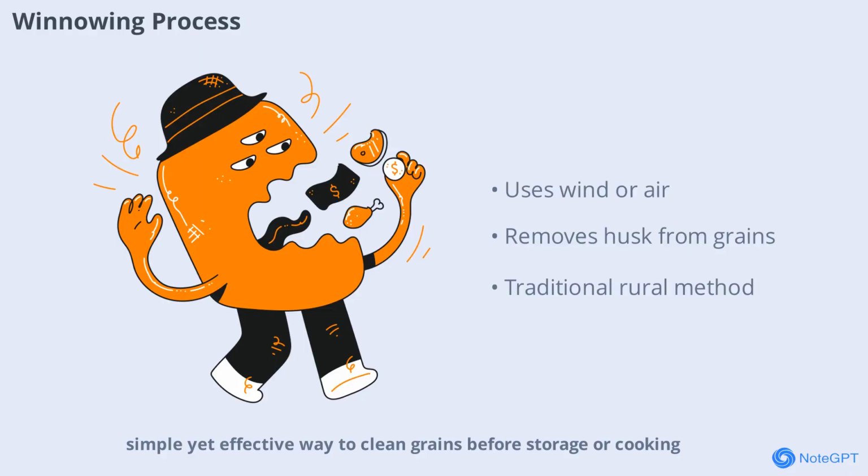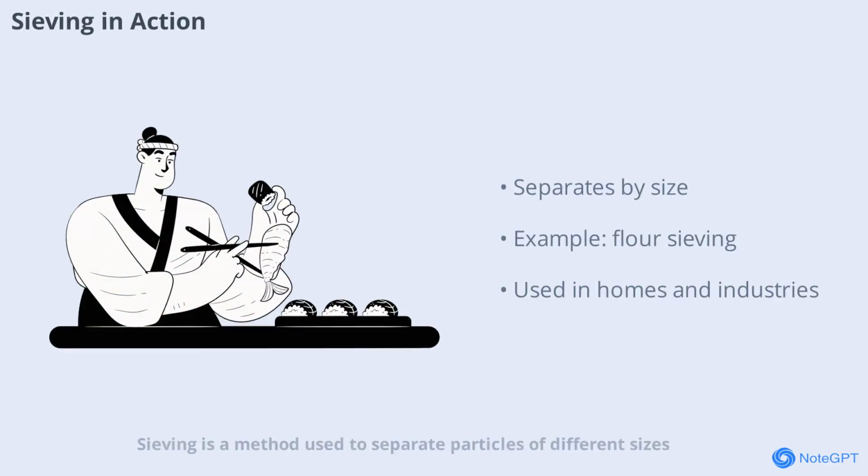Sieving is a method used to separate particles of different sizes. A sieve is a tool with tiny holes that allow smaller particles to pass through while retaining larger ones. For example, sieving flour removes lumps or unwanted particles, making it smooth for baking. In construction, sieving is used to separate stones from sand. This method is widely used in both homes and industries for various purposes.